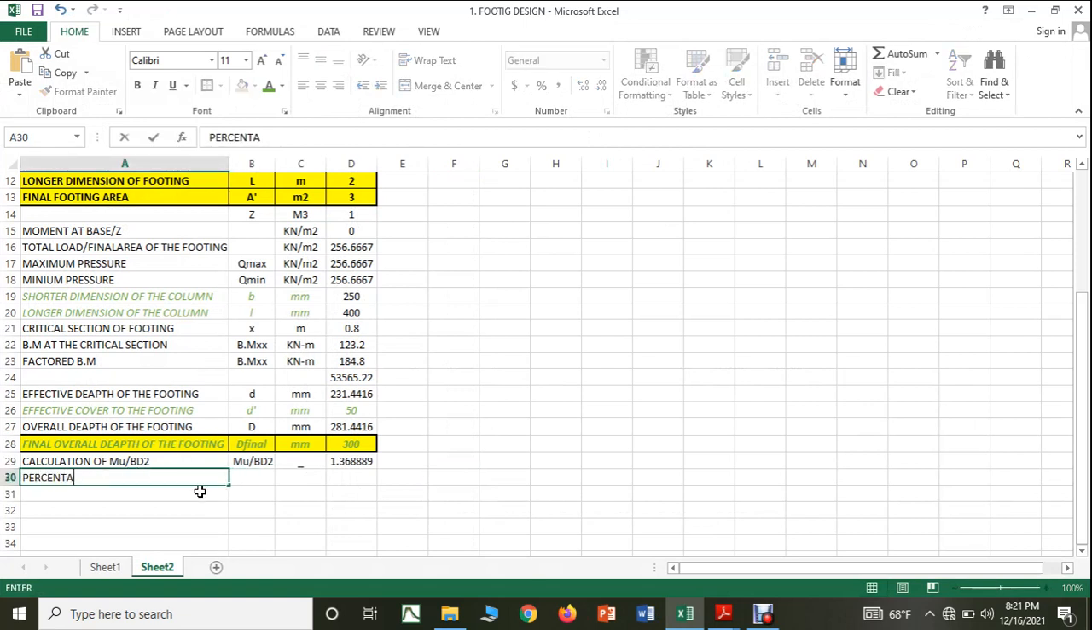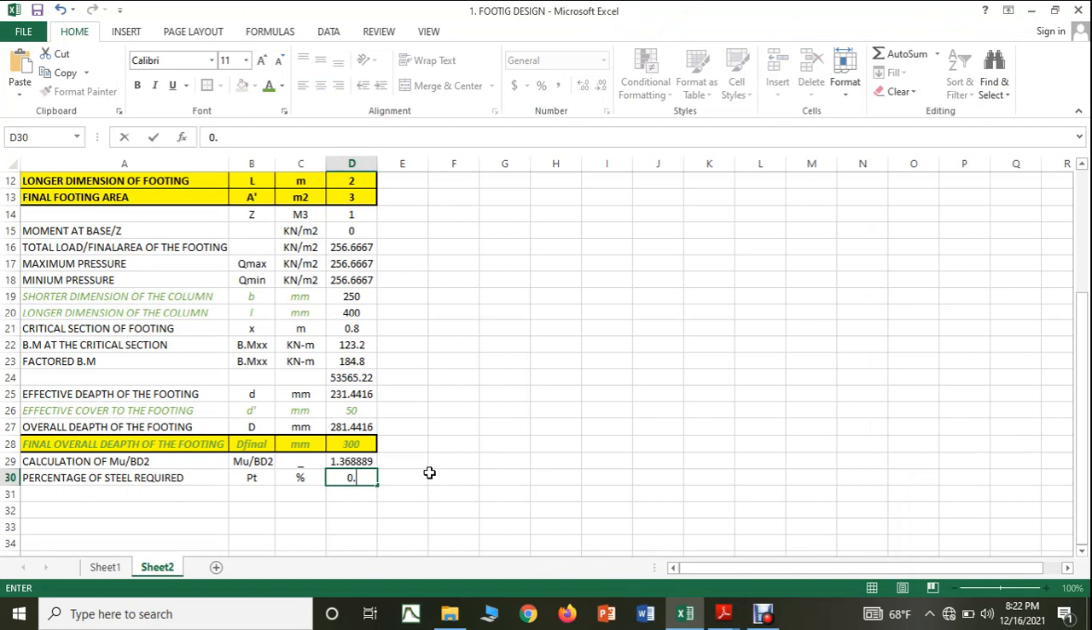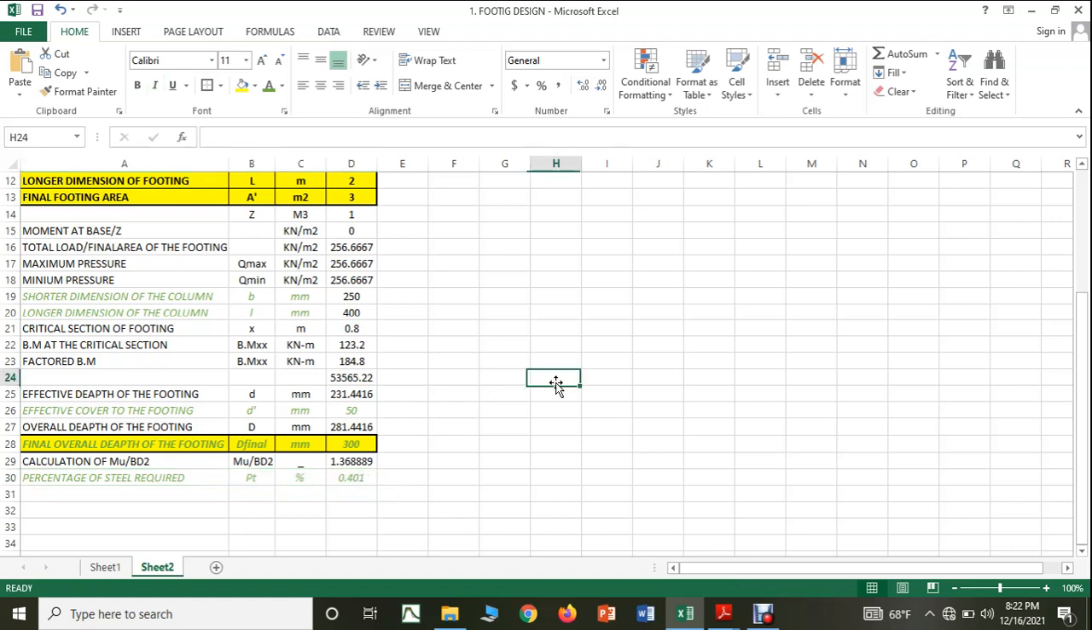the percentage of steel required, which we give as pt, and there is no unit, it is percentage. The value will be 0.401%, and this I am writing in italic and green. Keep it in mind, this should always be greater than 0.12%. It cannot be less than 0.12%.